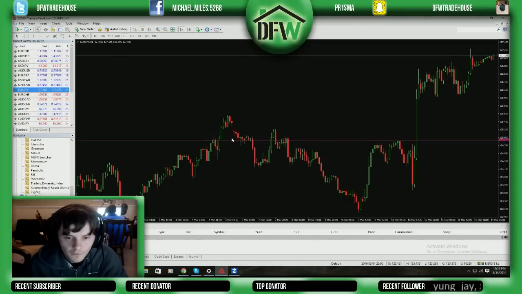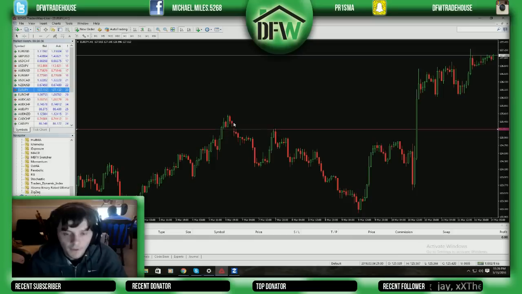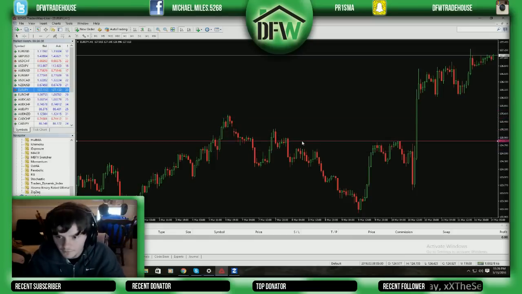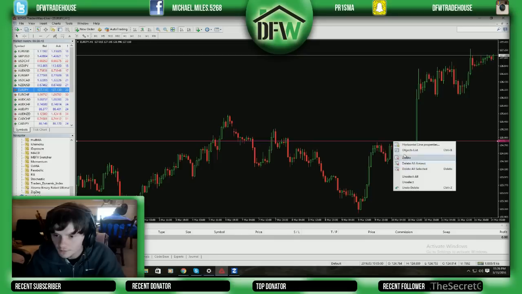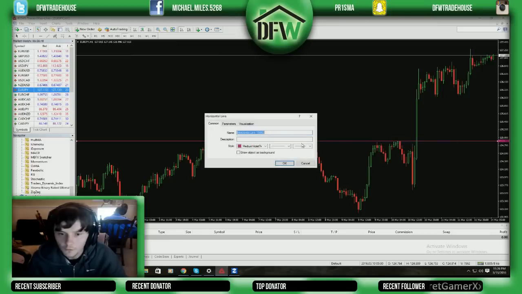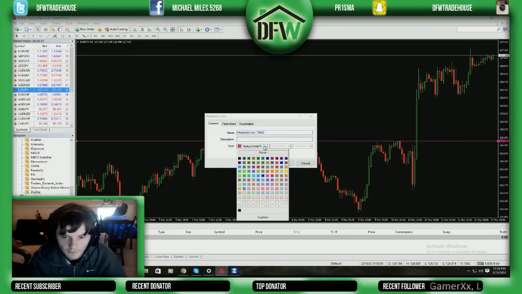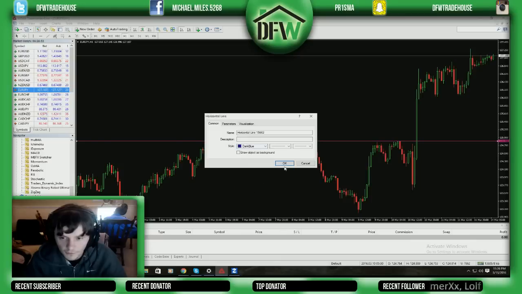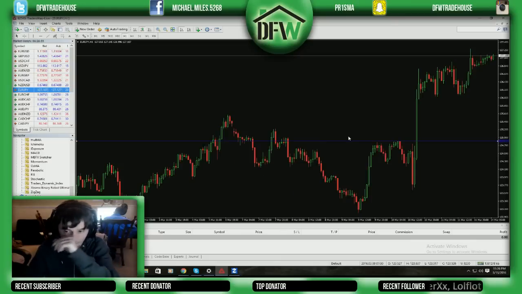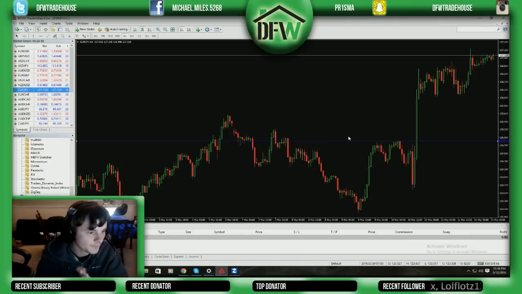So let's say that instead of deleting it, I can move it. Let's say right here is resistance. I'm going to double click on this line, then go to properties. Horizontal line properties, and that's on the right click. So horizontal line properties, right here, style, color. We change that to blue. Obviously we've got a blue line now. So blue for resistance, red for support.